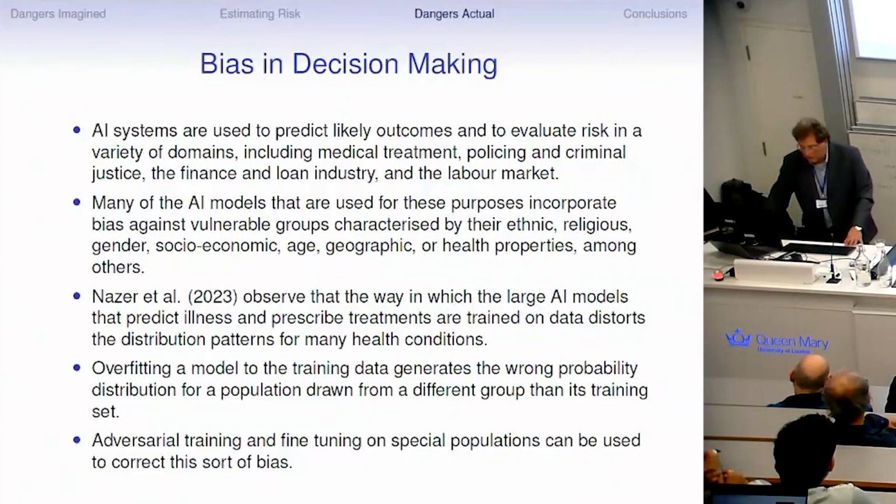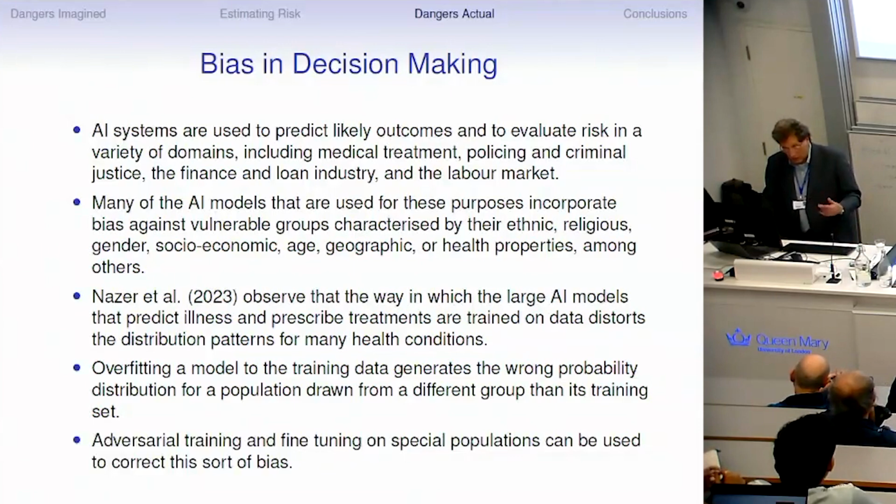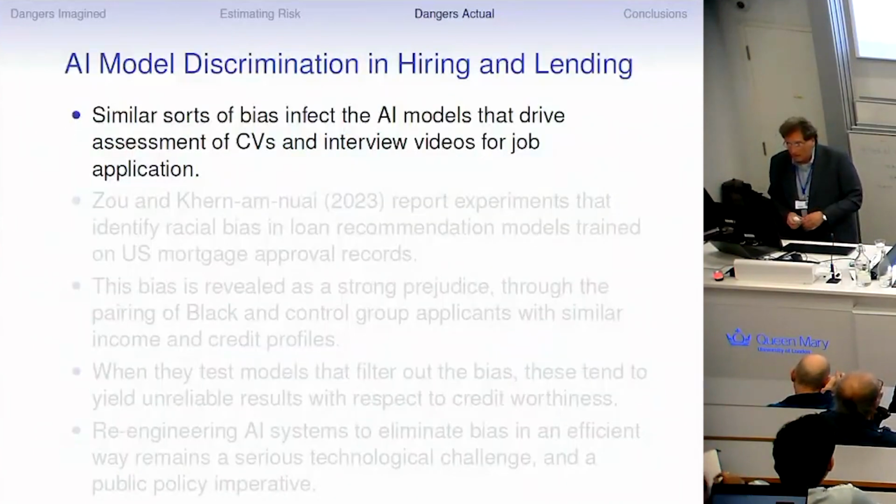There are machine learning ways of trying to counteract this. One is adversarial training, using training design to compensate for overfitting. Another is fine-tuning on special populations. So there are ways of correcting for it, but it remains an ongoing research issue.